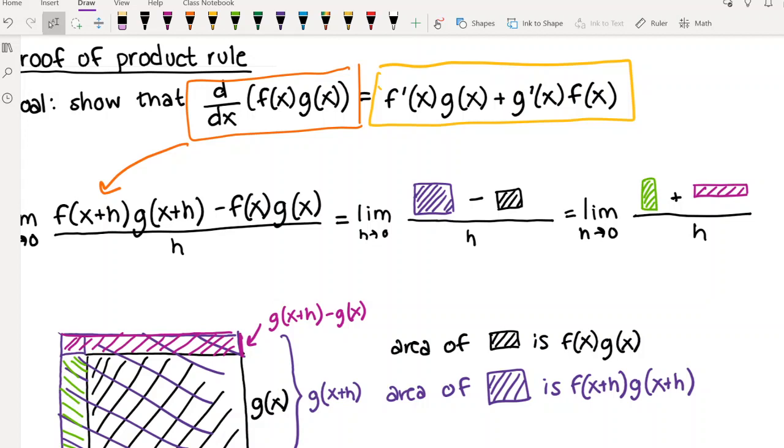So tomorrow we're going to be working with a similar rule called the quotient rule for taking derivatives of functions when you're dividing two functions. And like I said, after that, we'll get into derivatives of trig functions. All right, thank you, and I will see you next time.